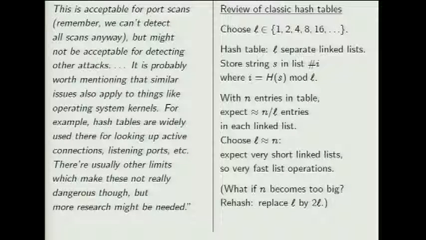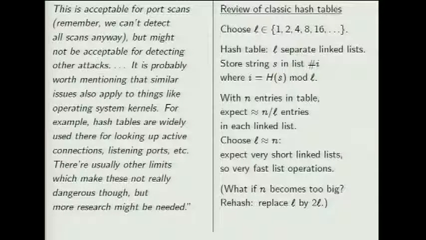And what you do with a string to store it in your hash table, of course you can store things other than strings, but let's focus on strings, one of the most common uses of hash tables, you put string S in list number I, where that index I is H of S mod L, where H is some hash function you choose. So you compute some hash and you reduce it mod, say, 256 if there are 256 lists in your table, and that's the position of the linked list that stores your string.